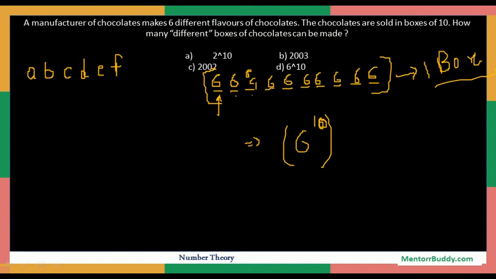I'm again repeating it. What exactly the question was asking is how many different types of boxes can be prepared. So the first position is occupied by one of the 6 chocolates, so 6C1, that'll be 6 ways. This will be again 6 ways, 6 ways, 6 ways and so on. That'll be 6 to the power 10. So the correct answer in this case should be 6 to the power 10. That is option number D.